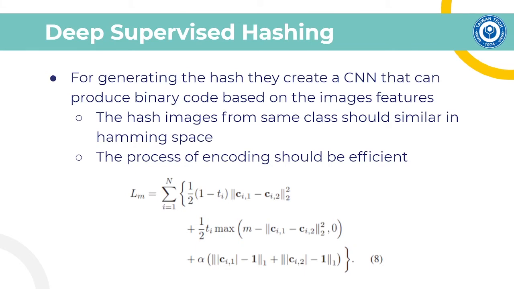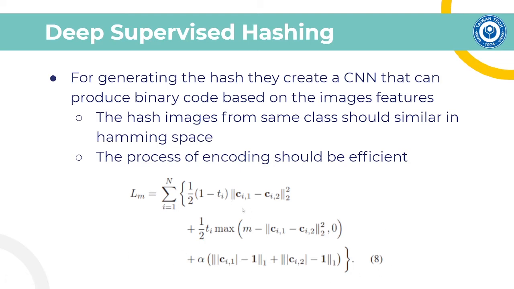So for generating the hash, they create a CNN that can produce the binary hash code based on the image feature. And this hash that is generated from the CNN should be similar for the same image class. The hash code should be similar in the Hamming space, and this process of the encoding should be efficient. For that reason, they provide a loss function, and this is the loss function of this network.